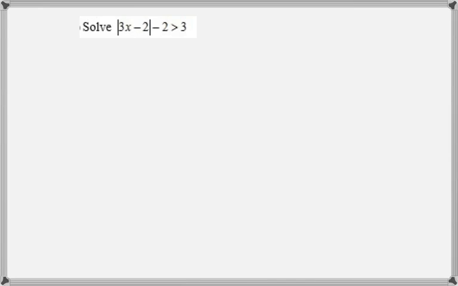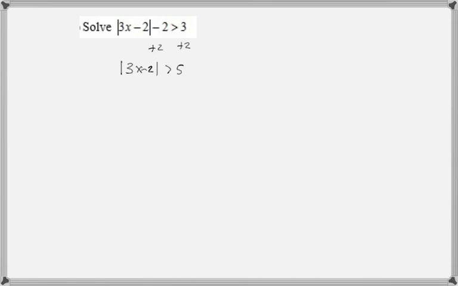To solve an absolute value inequality, the first thing that you want to do is isolate the absolute value. For this particular problem, that means I'm going to have to add 2 to both sides, and then I'll have the absolute value of 3x minus 2 is greater than 5. Before I go any further, I want to think about what this means.